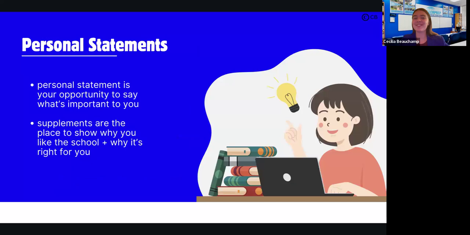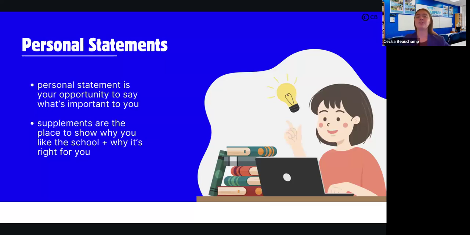Okay, let's talk about the personal statement. Now we are on to the writing. A lot of you had some questions about this yesterday, and we'll go in depth about it today. I'll even give you some examples of what good and not so good writing might look like on your Common App personal statement.